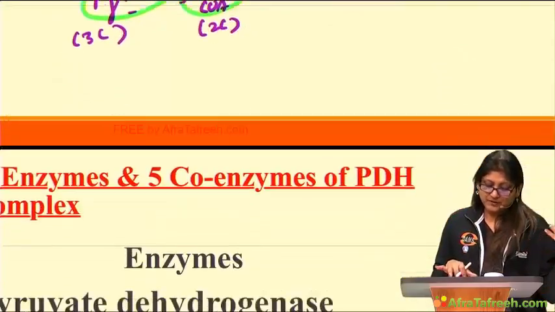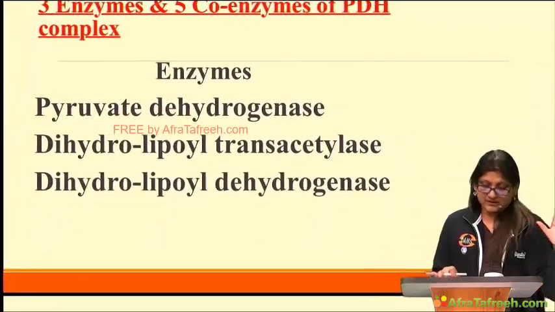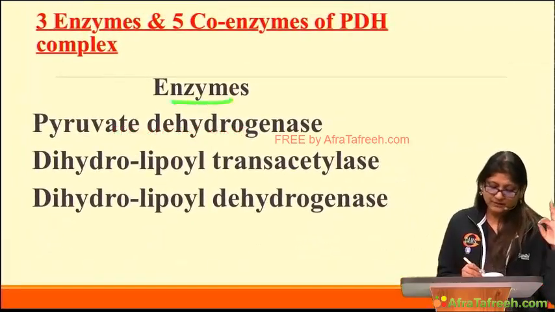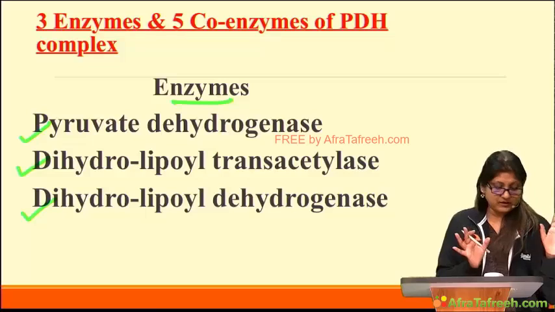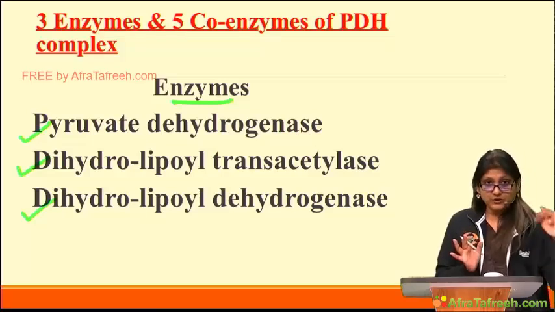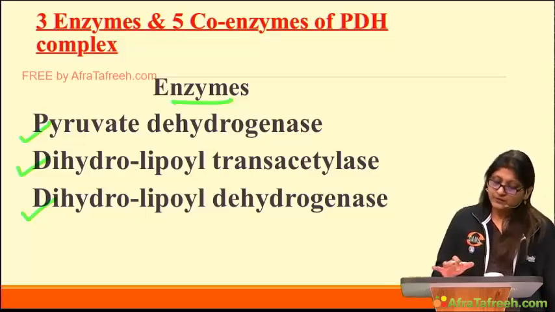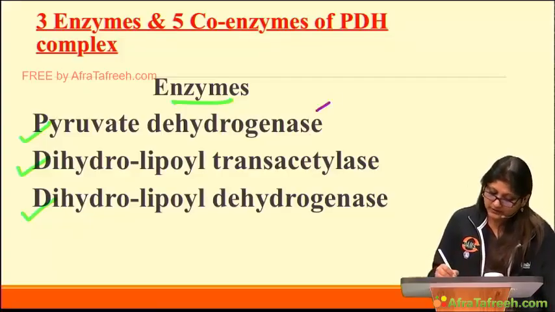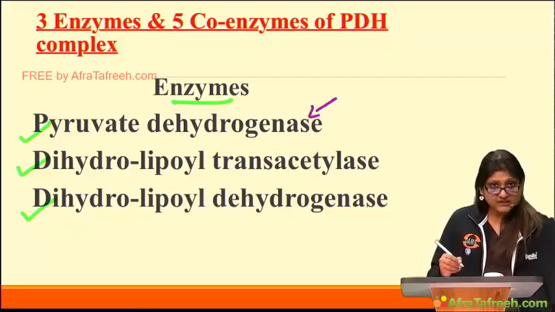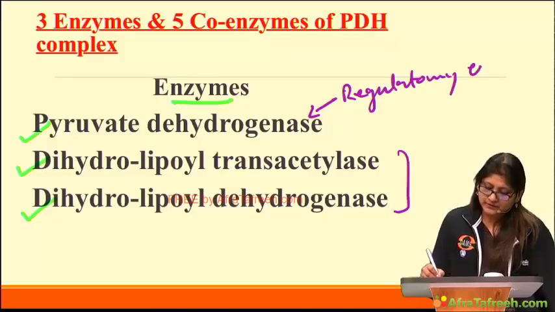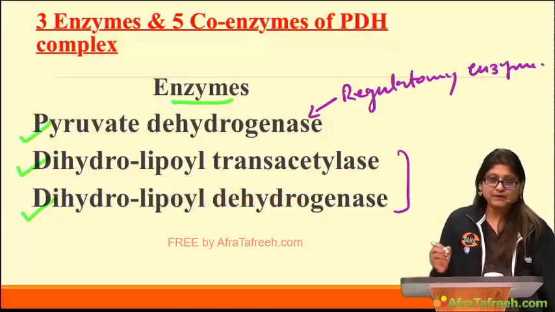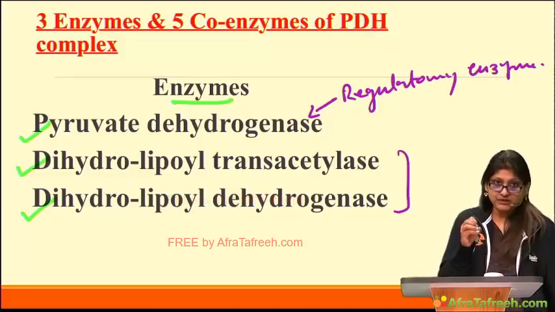So in the PDH complex there are 3 enzymes and 5 coenzymes, okay? The 3 enzymes are pyruvate dehydrogenase, dihydrolipoyl transacetylase, and dihydrolipoyl dehydrogenase. These you have to remember in English, right? So these are the names of the 3 enzymes required. And the regulatory one in this PDH complex is the first enzyme, the PDH enzyme. It's a regulatory enzyme. The other 2 enzymes are not regulatory, but the regulatory enzyme of the PDH complex is the very first enzyme, which is PDH, right?